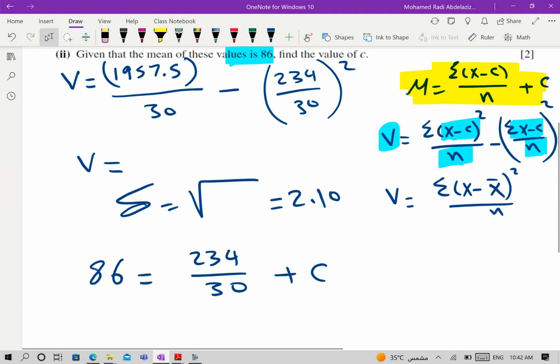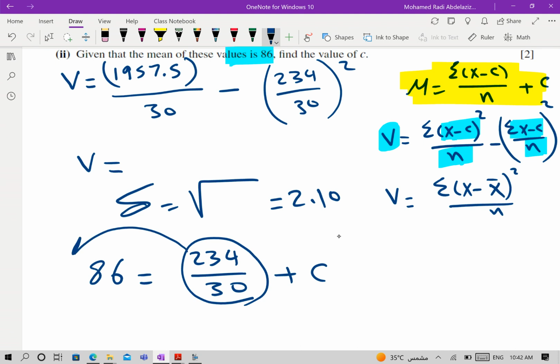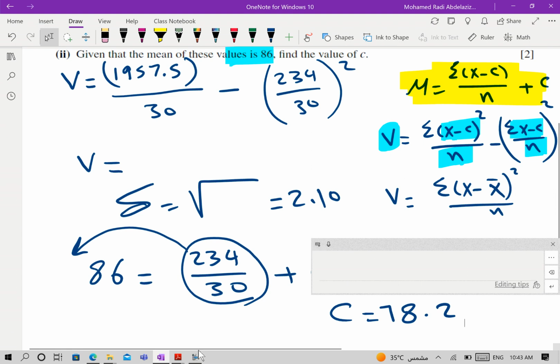You can solve it as an equation. Find this value, move it to the other side: 86 minus, what is the value of c? 78.2. This is the value of c.